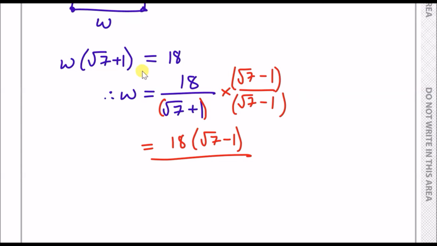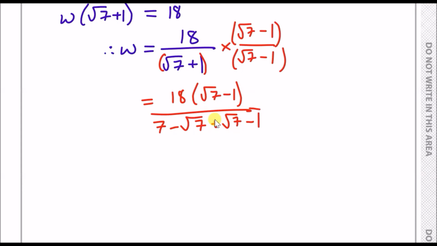And on the bottom line, you're going to have √7 times √7, which is a whole 7. You're going to have √7 times minus 1, which is minus √7. So this is kind of like a double bracket problem, yeah? Just expand it term by term. And again, 1 times √7 is plus √7. And the last one, 1 times minus 1 is minus 1.